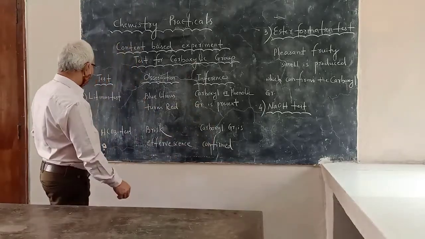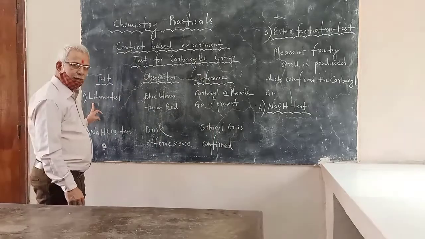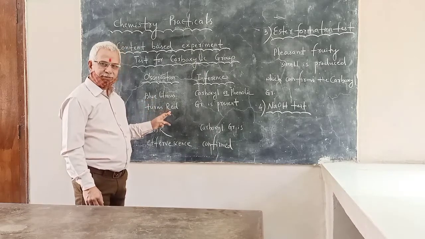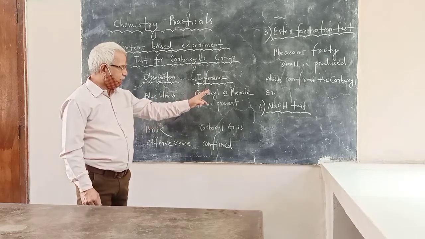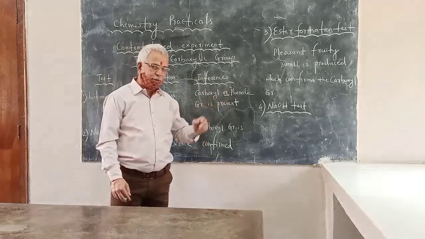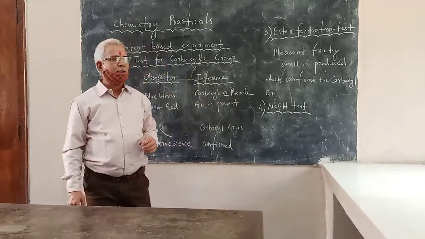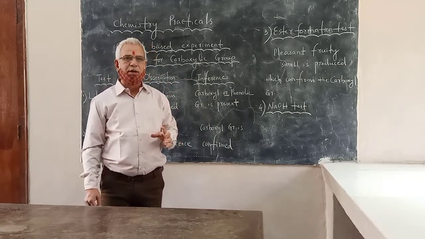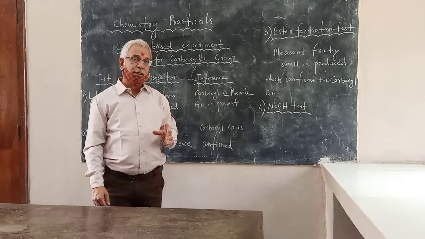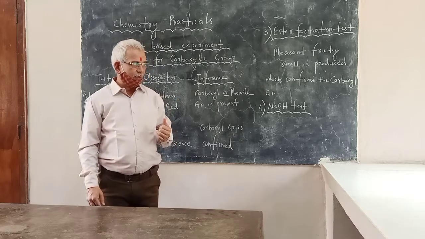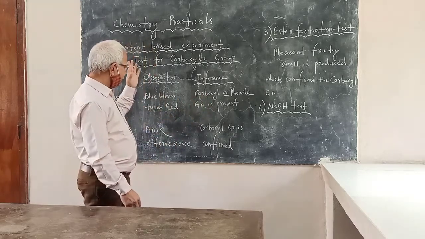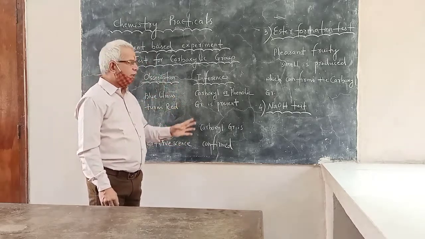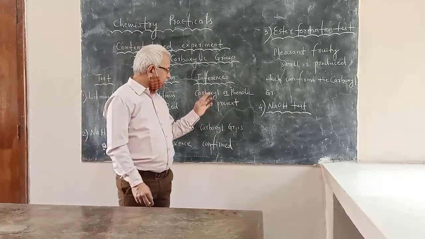What was our test number 1? Litmus test. What was the observation? Blue litmus turns red. This indicates that a carboxyl or phenolic group is present. I wrote phenolic here as well. What are phenols? If an OH group is directly on the benzene ring, they come under the phenol category. They also show acidic property. This we have seen in the theory part. So blue litmus changing to red indicates carboxyl, no doubt, but phenolic may also be there. Whether it is phenolic or carboxyl will be decided at the end.